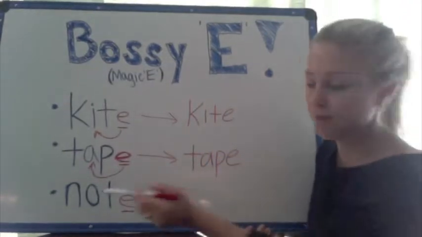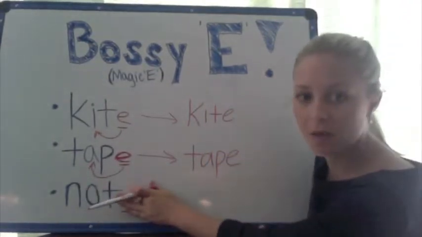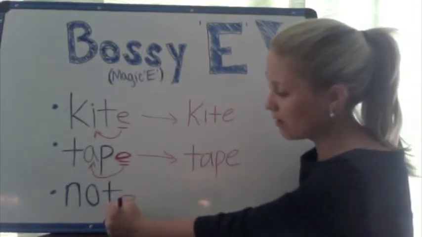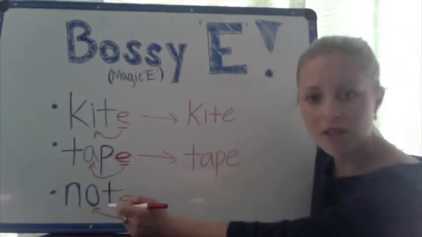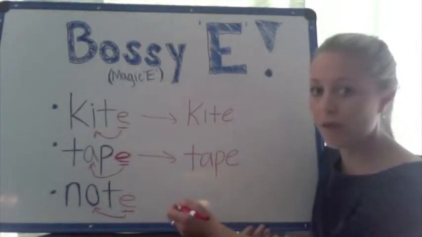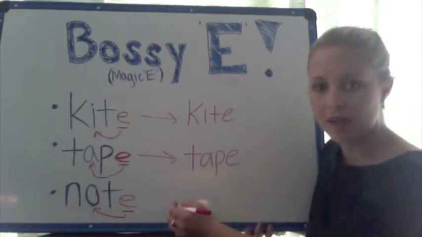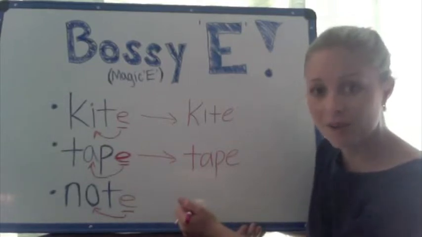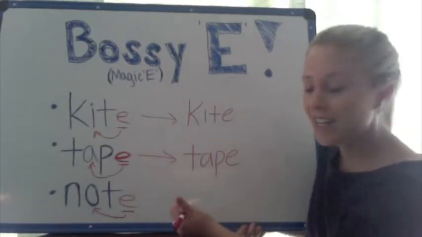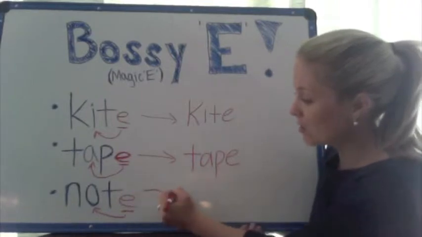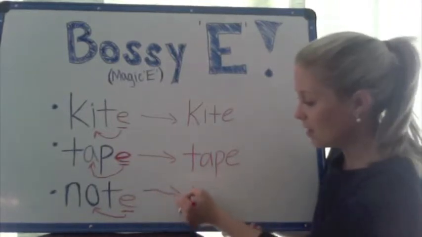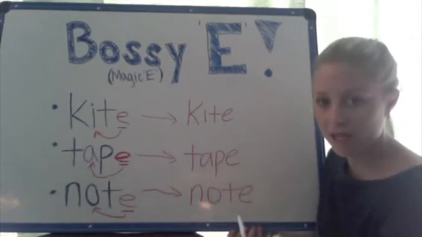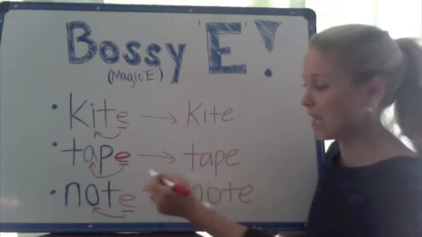Let's try one more. Remember, this word was not. And now we have that Bossy E in there that goes over to our vowel and tells the vowel to say its name. What do you think? Before I tell you, what do you think that this one's going to be? Think to yourself and say it aloud. Ready? Go. Good. If you said note, you're right. We know it's note because that Bossy E tells the O to say his name.